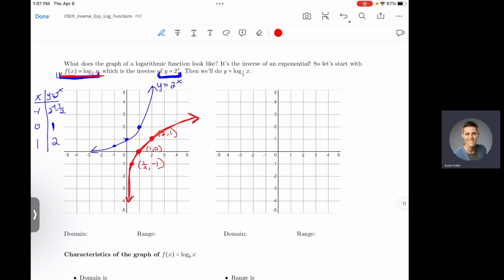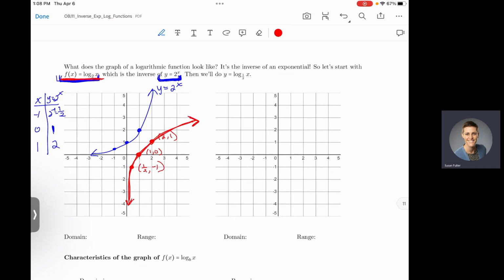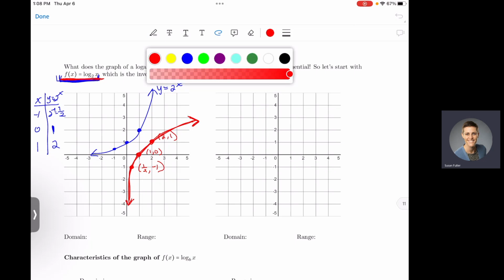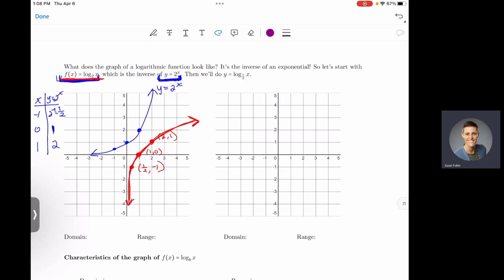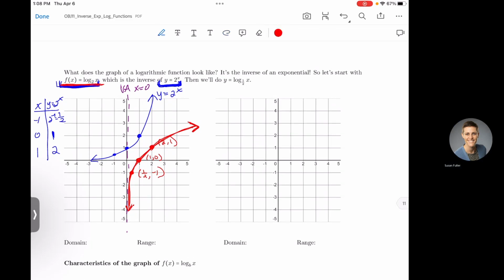Now, exponentials had a horizontal asymptote. I don't know if you recall that, but that horizontal asymptote actually becomes a vertical asymptote for our logarithmic function. So we have a vertical asymptote at x equals 0 for y equals log base 2 of x.